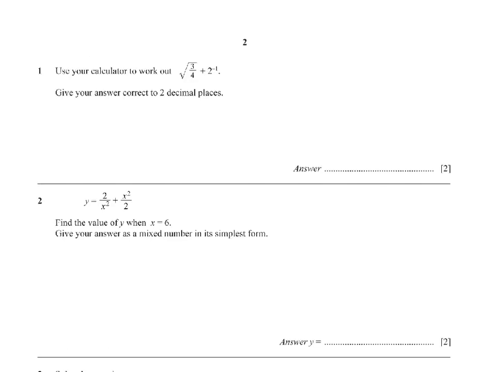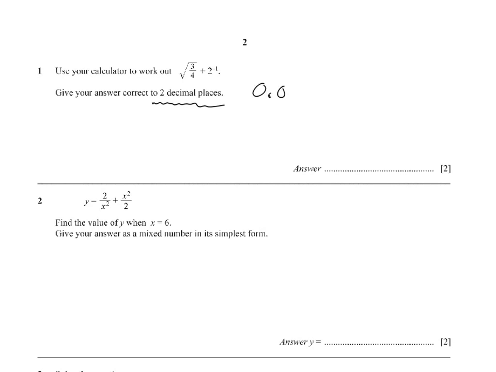So this is the first page, question 1. Use your calculator to work out the square root of 3 over 4 plus 2 to the power minus 1 and give your answer correct to 2 decimal places. Now this is for 2 points, so make sure you write down some workings. And of course it's important that you round it at the end to 2 decimal places. So this is an exercise to check if you are able to use a calculator properly. So press the square root of 3 over 4 in your calculator and write down what that gives you.